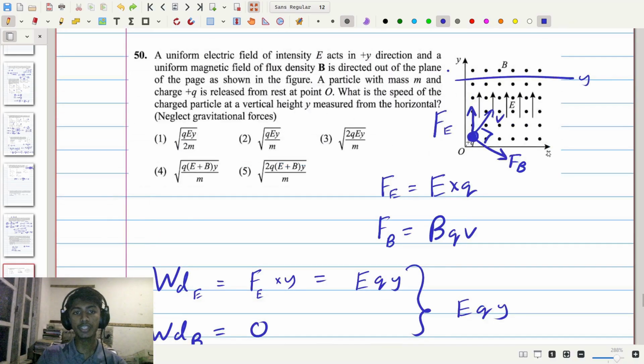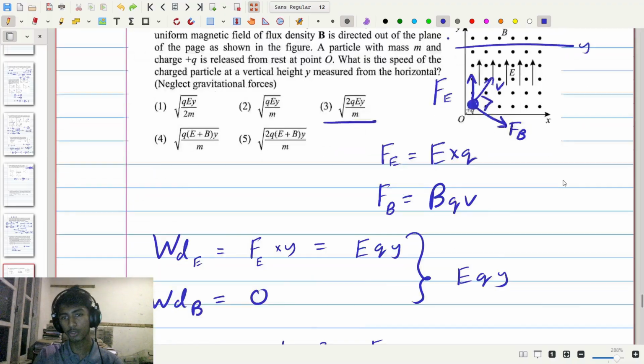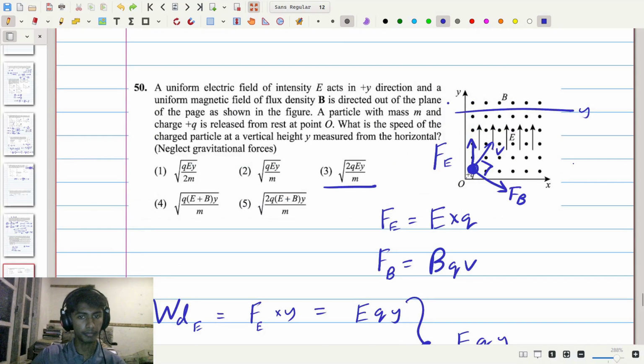So therefore the answer here out of all of these is answer number 3, square root of 2QEy, or 2EQy, same thing, divided by m. So the answer here finally is answer number 3. And with that, we are done with the questions from 41 up to 50.